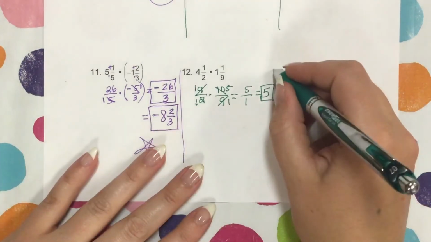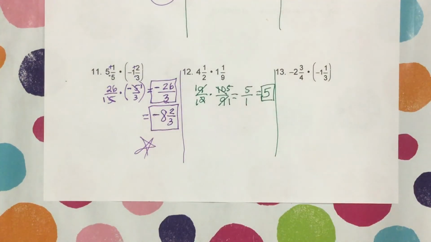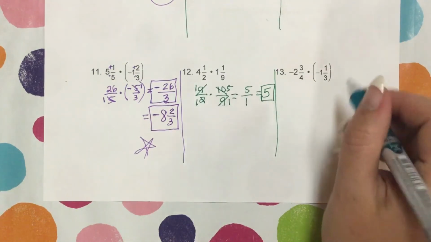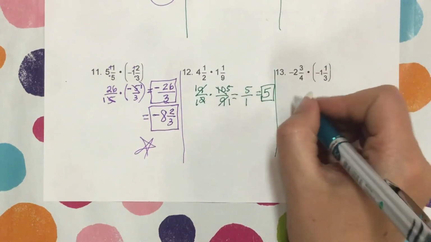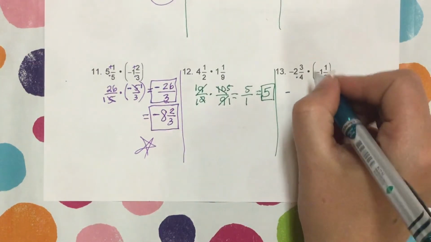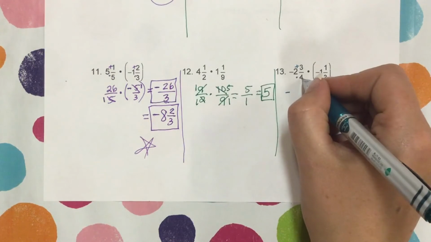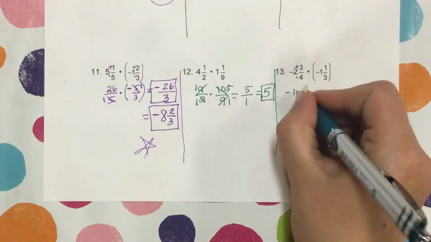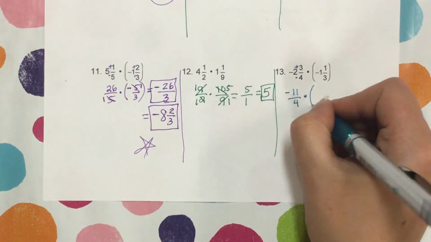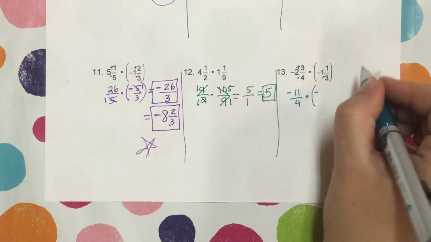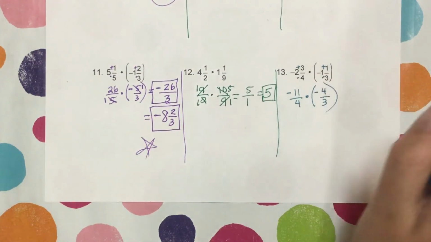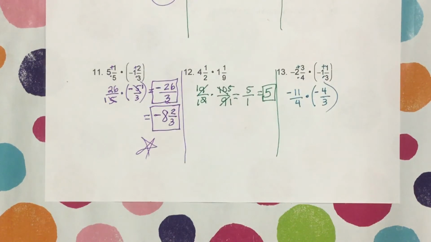Now we are ready for the last problem, number 13. So here we go, -2 3/4 times -1 1/3. The first thing we have to do is change all these mixed numbers into improper fractions. 4 times 2 is 8, plus 3 is 11, so it's going to be negative 11 over 4. And we're going to multiply that by a -3 times 1, which is 3, plus 1, which is 4 over 3. So we changed the mixed numbers into improper fractions.